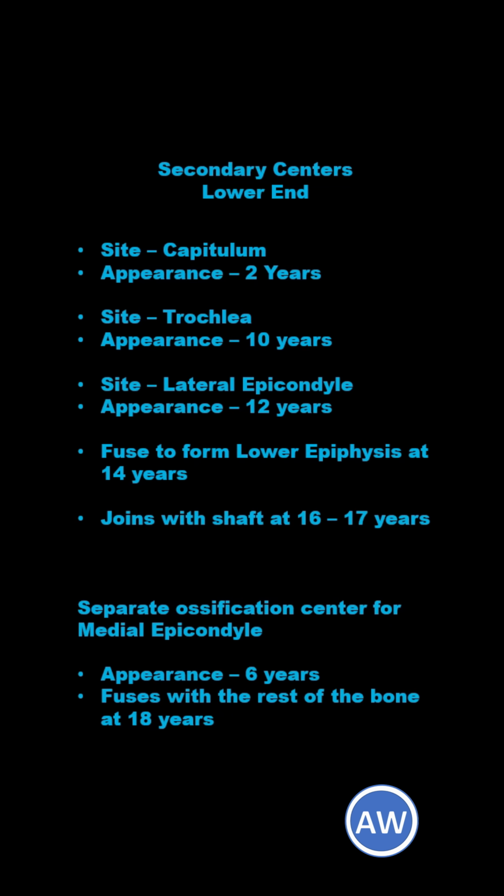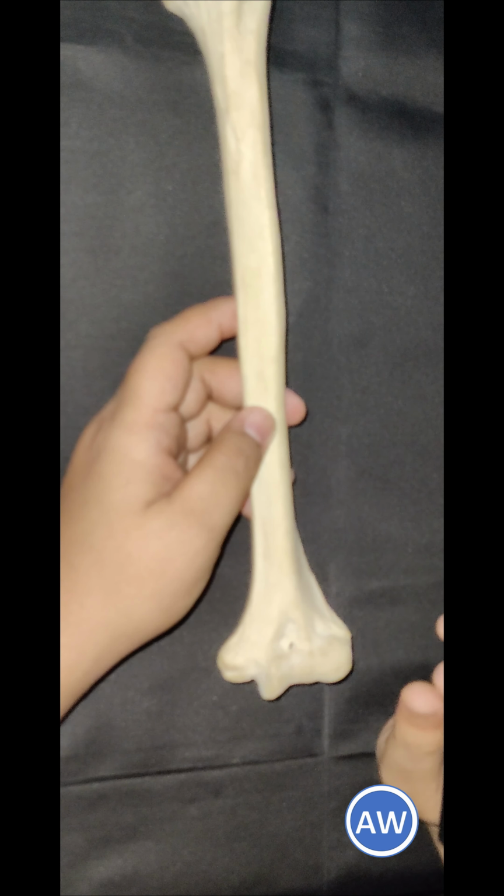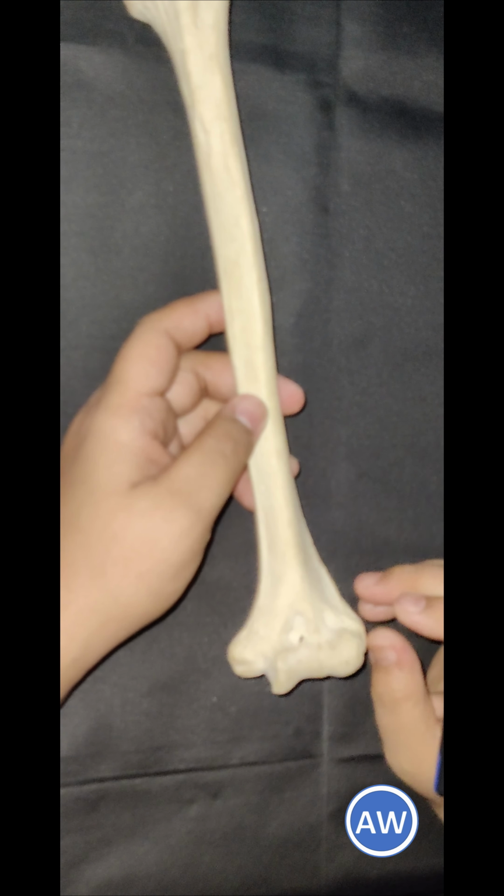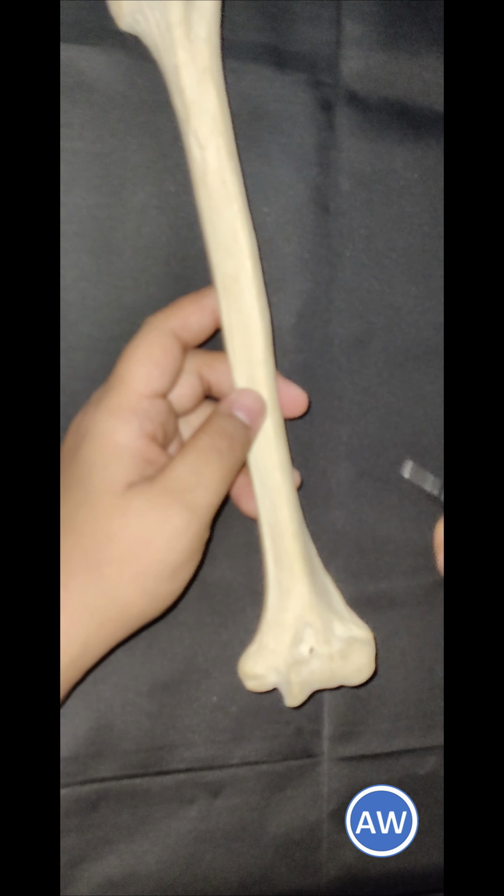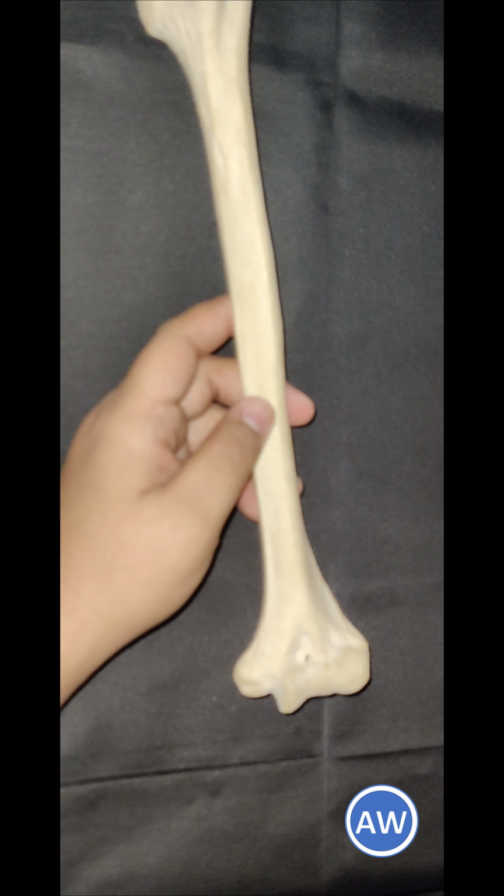Recall that the rest of the lower end fuses with the shaft at 16 to 17 years of age. This separate ossification center for the medial epicondyle, which fuses with the shaft only at 18 years of age, may be mistaken for a fracture in X-rays. So this is one applied importance of the ossification of the humerus.